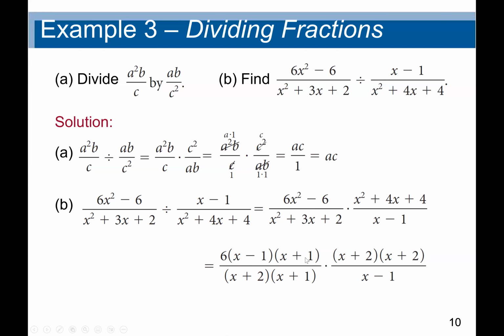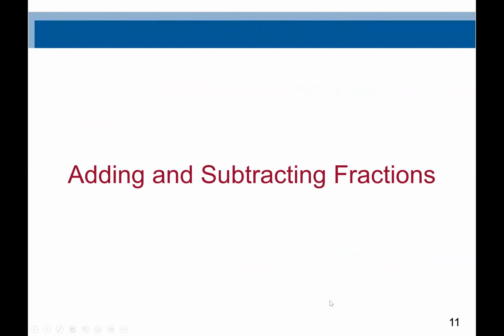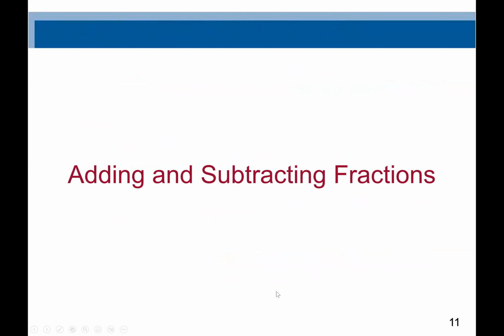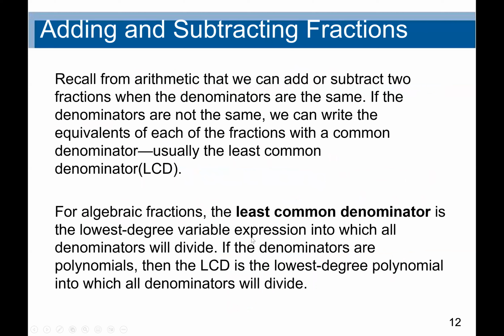So from here, we can cancel. x plus 1 will cancel x plus 1, x plus 2 will cancel x plus 2, then x minus 1 will also cancel x minus 1. So all three denominator terms will be canceled. Then at the top, we are also going to cancel the three numerator terms. So it will be left with 6 times x plus 2, because we cancel x plus 1, x minus 1 and one x plus 2.